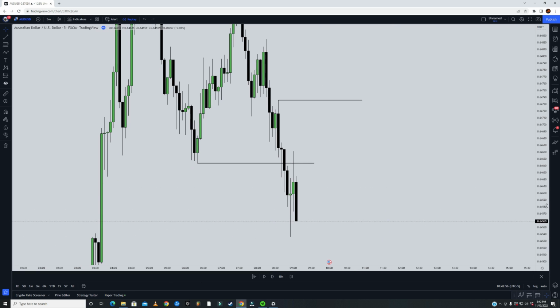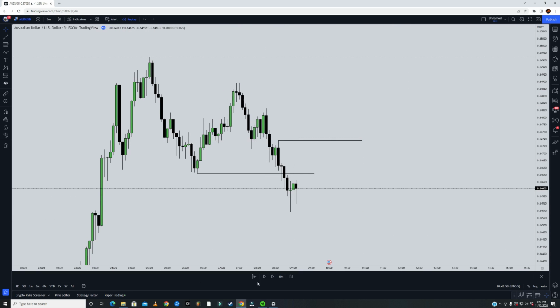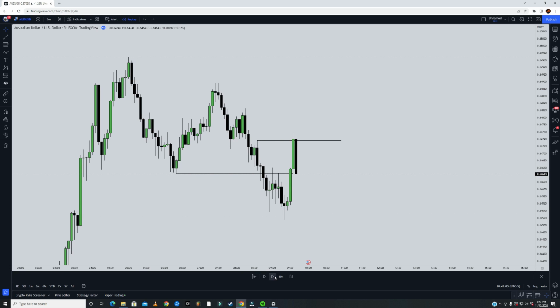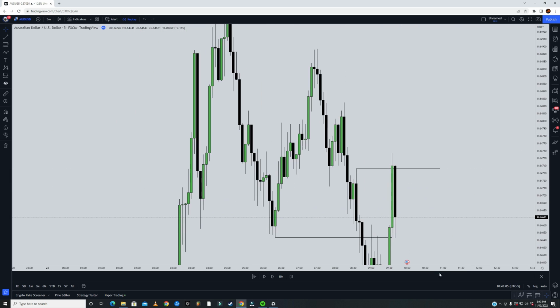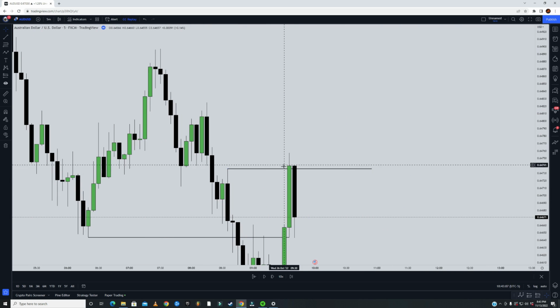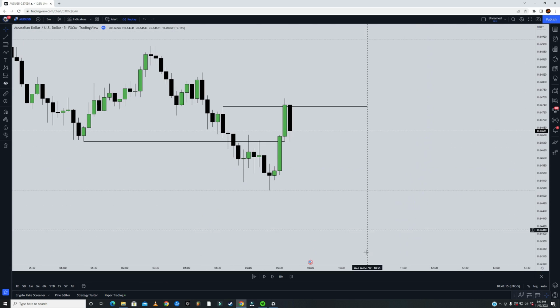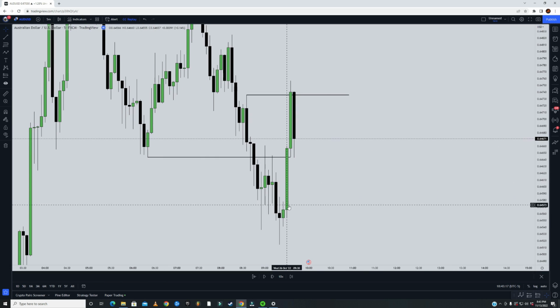So if I play this through, we should break this structure, okay? And there you go, we broke this structure, as you can see, and we want to wait for a candle close above this high. We should not consider the wicks, we should consider the bodies, okay? And as you can see, we have this huge fair value gap, okay?